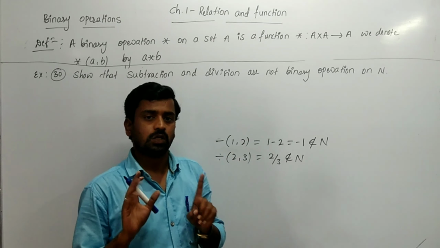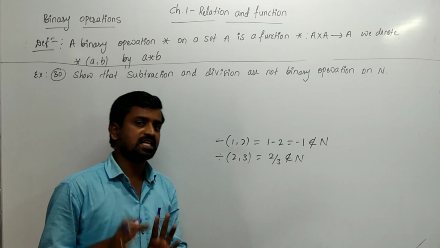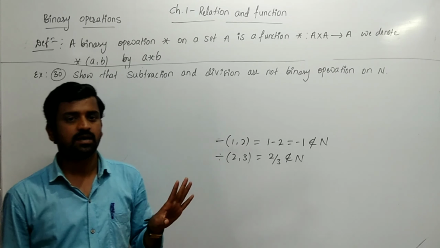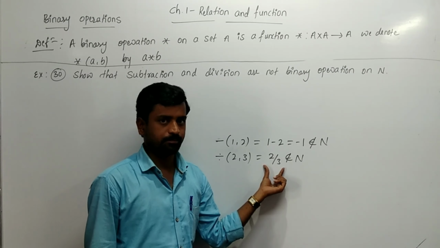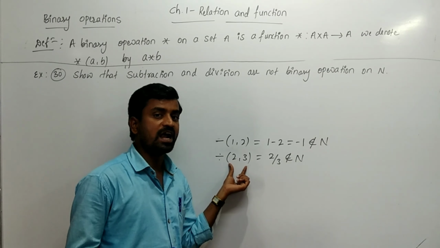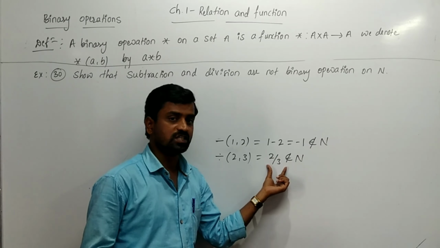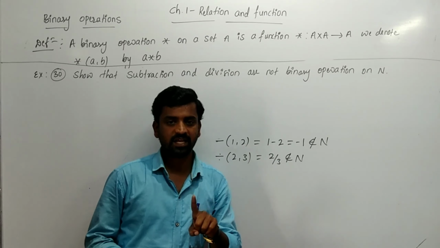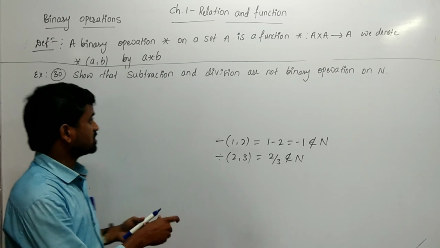When you divide two numbers, the resultant answer must be a natural number, then division is a binary operation on natural numbers. But here 2 comma 3 are natural numbers, but when dividing 2 by 3, the answer is this one, which is not a natural number. Therefore, the division is not a binary operation on natural numbers. Okay, see solution.